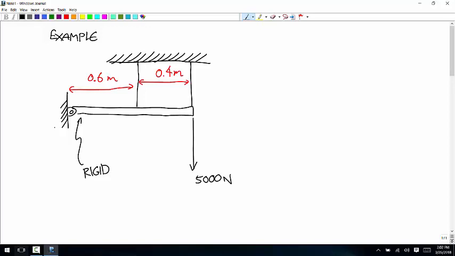And let's say that these cables have an effective cross-sectional area of 0.01 meters squared. And a Young's modulus of 200 times 10 to the 9th pascals.